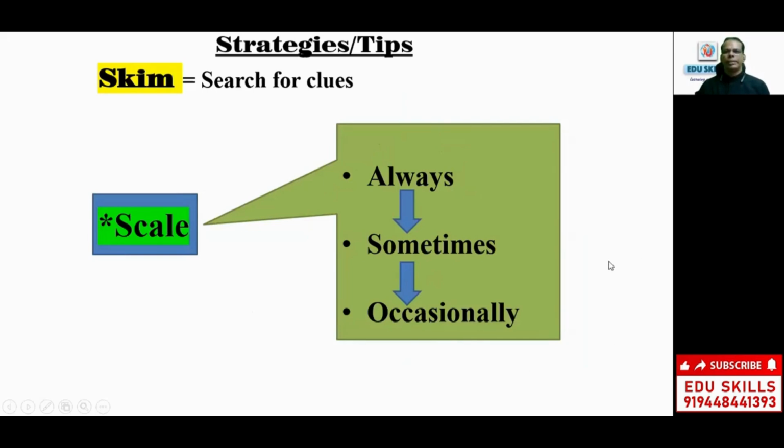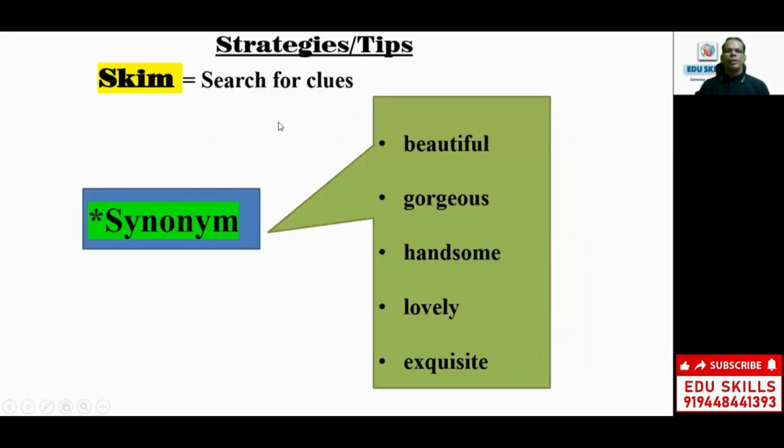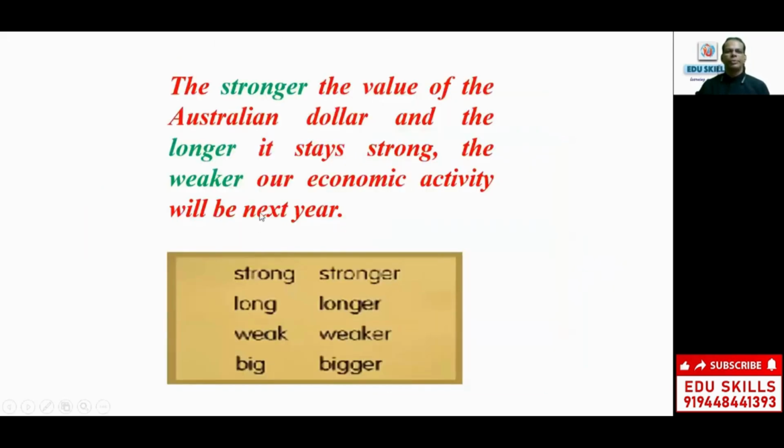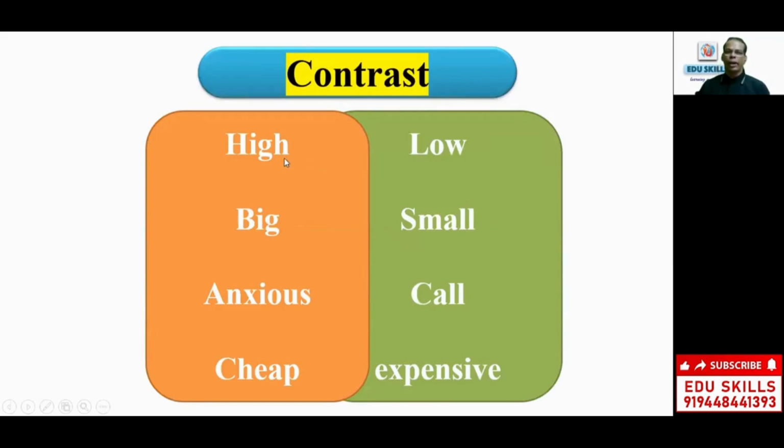And synonyms, I told you, it could be something like beautiful can be said as gorgeous, handsome, lovely, exquisite, all those things. Just for an idea. See, comparison can be strong, stronger, long, longer, weak, weaker, big, bigger. So the stronger the value of the Australian dollar and the longer it stays strong, the weaker our economic activity will be next year. So understand the comparisons, contrast, high, low, big, small, cheap, expensive.